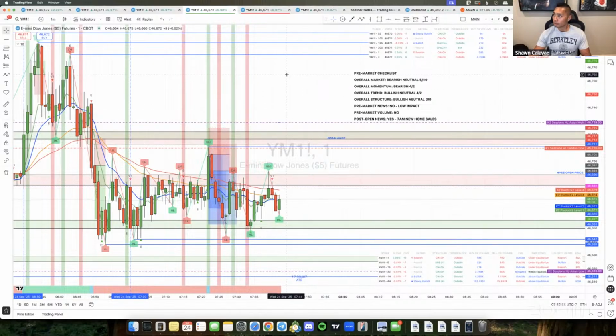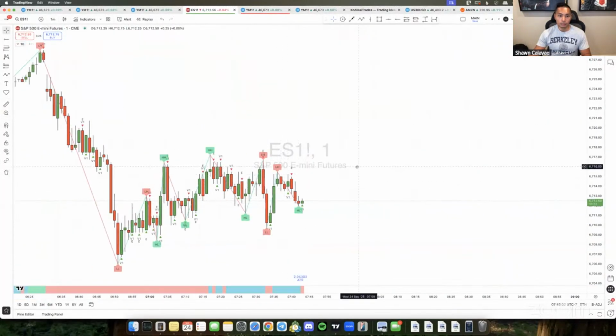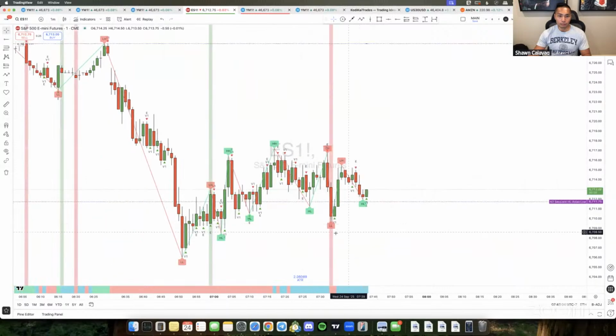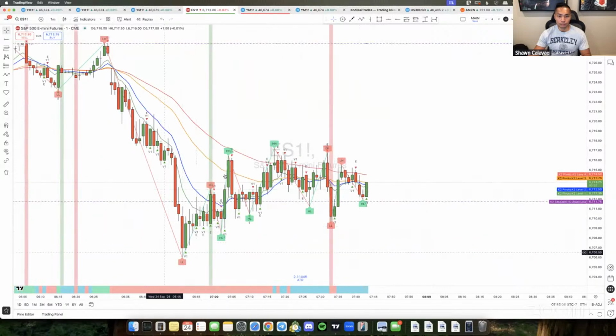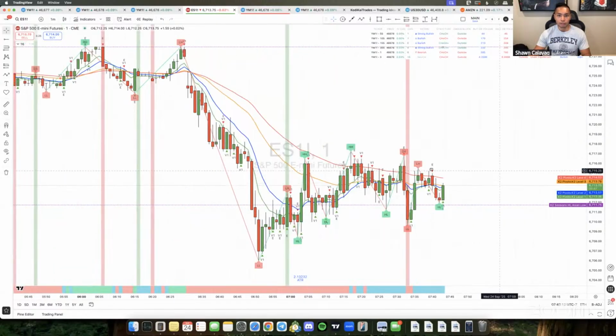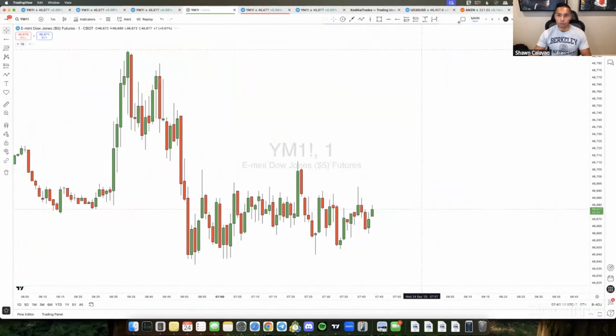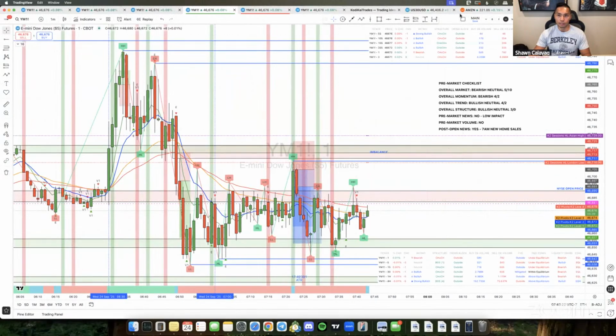Let's see. Talisha said to check ES. Let's go take a look at ES. So ES is exactly like YM right now. There's nothing going on. It's sideways, right? ES is going back and forth, back and forth. It's literally exactly a mirror image of YM. Most of the time, this is usually how it works. They usually go in the same direction. So this is YM. It's exactly the same.